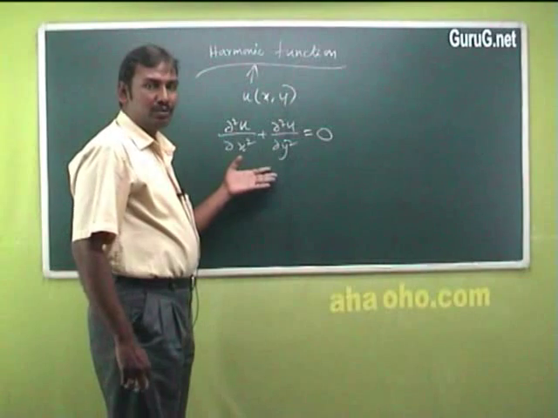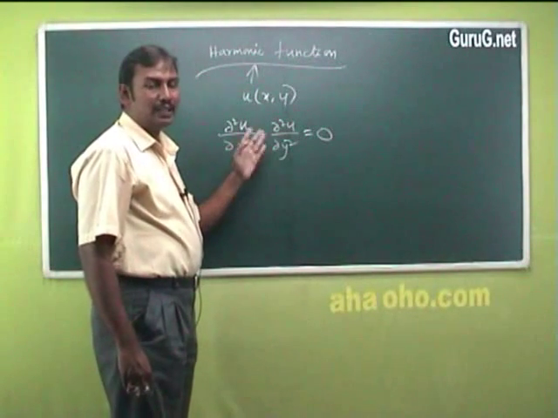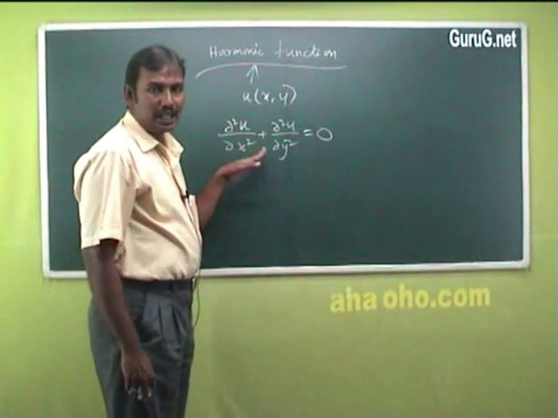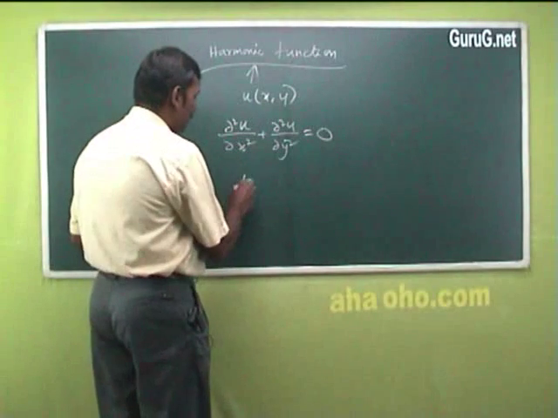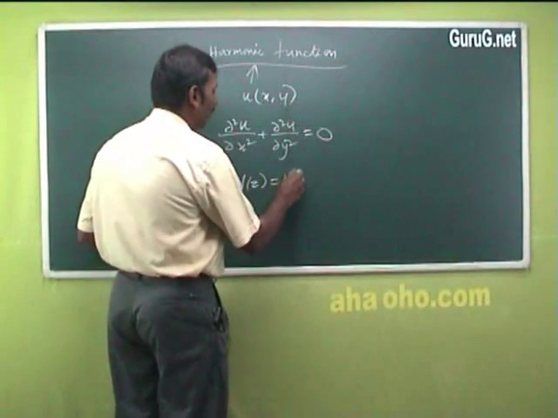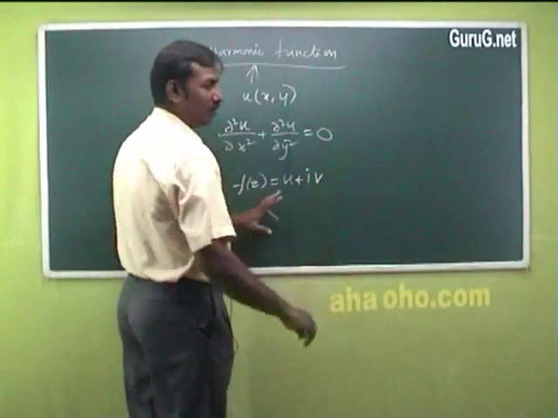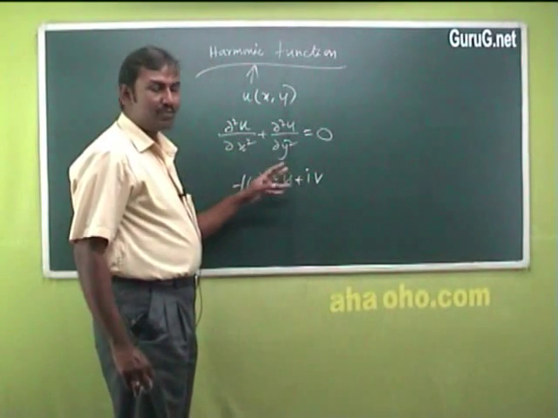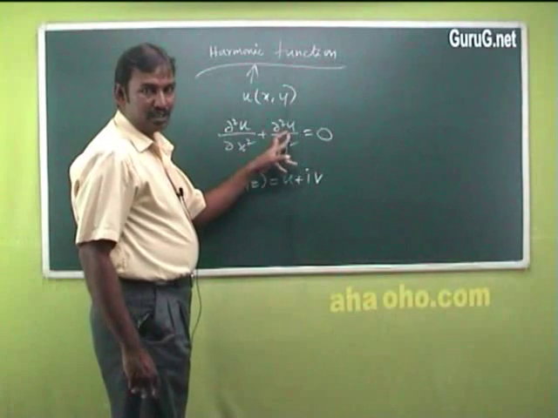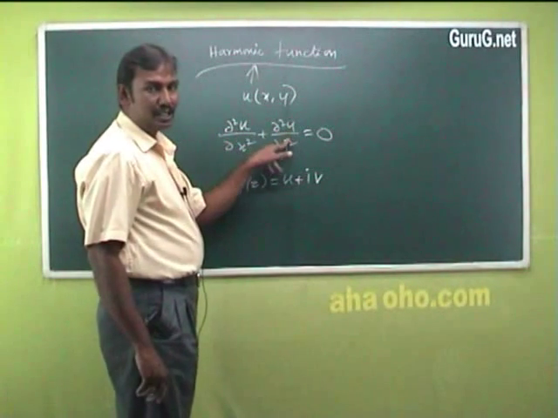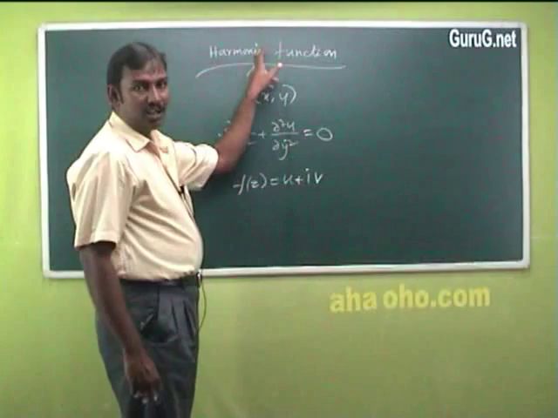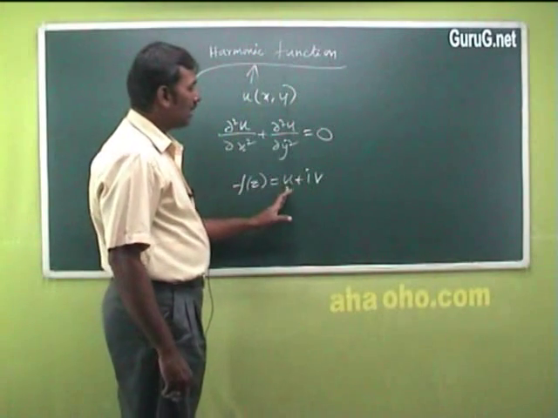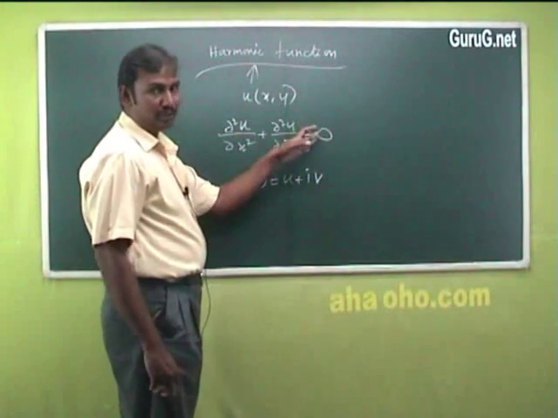In the previous property we learned that the real and imaginary parts of an analytic function satisfy the Laplace equation. For an analytic function, the real and imaginary parts will be harmonic functions. Already we have proved that u and v satisfy the Laplace equation. So if they satisfy the Laplace equation, then the functions are called harmonic functions. Therefore, these real and imaginary functions are called harmonic functions.